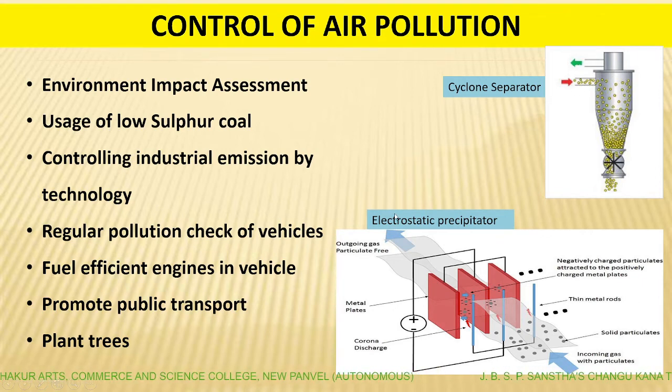Apart from technology, we need to control vehicular pollution, and this can be done by regular pollution checks. We need to use fuel efficient engines in vehicles. We need to promote public transport in order to control air pollution. And lastly, we need to plant more trees. We can also reduce air pollution by shifting towards renewable energy sources like solar energy, wind energy, etc.